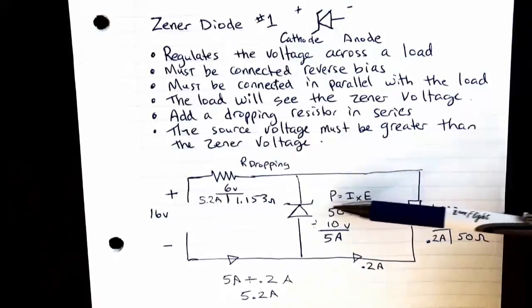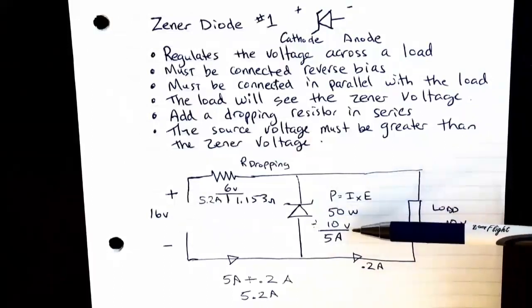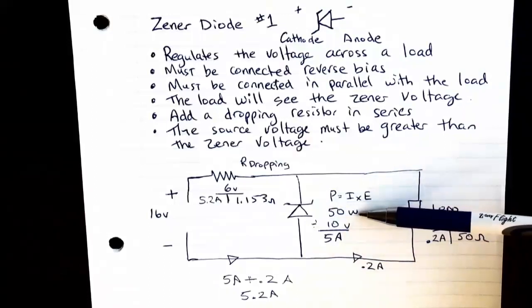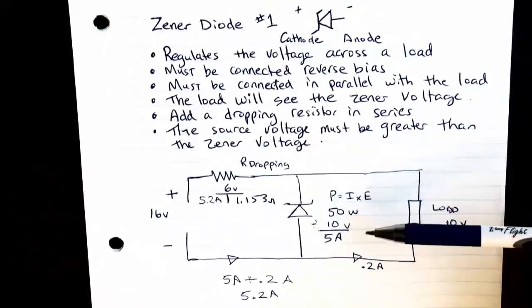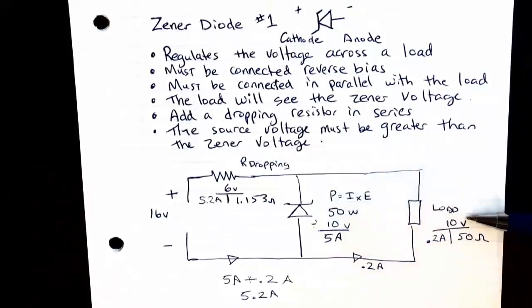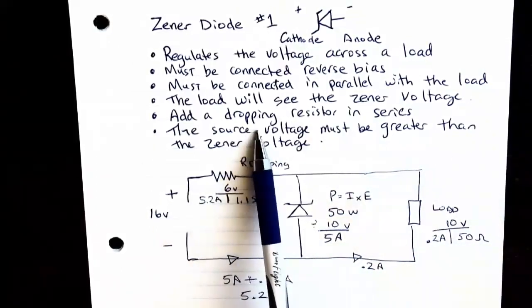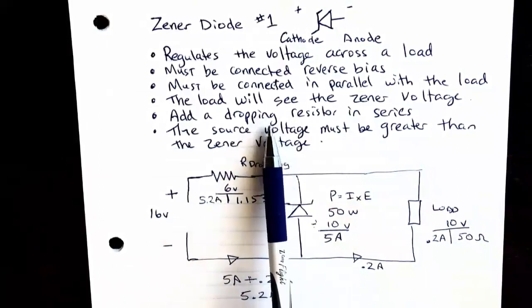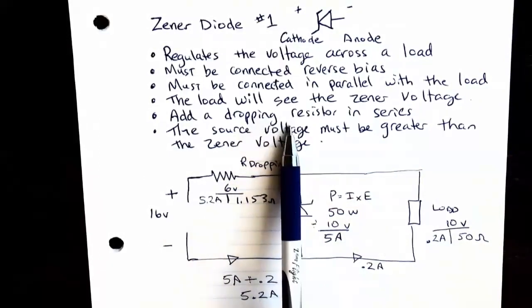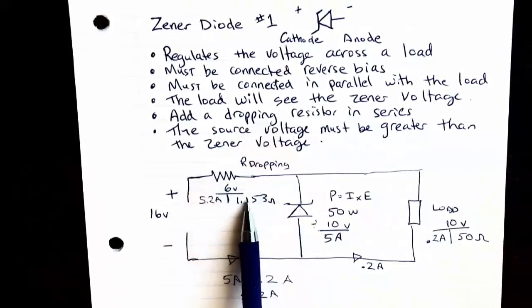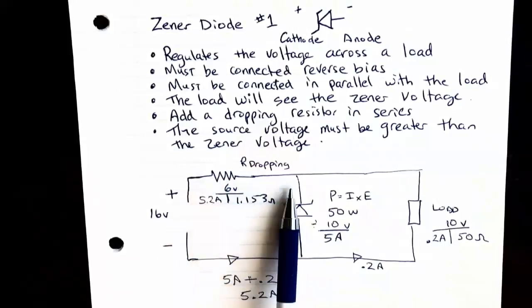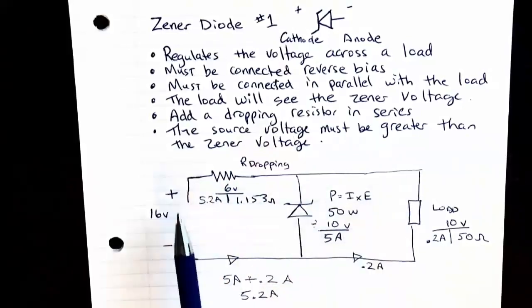In this case, I've randomly picked a Zener diode with a voltage rating of 10 volts and a wattage rating of 50 watts. That means that the voltage at the load will be the same as the Zener, or 10 volts. Now, the other thing that we need in this circuit is something called a dropping resistor. The dropping resistor is added in series to both the Zener and the load.